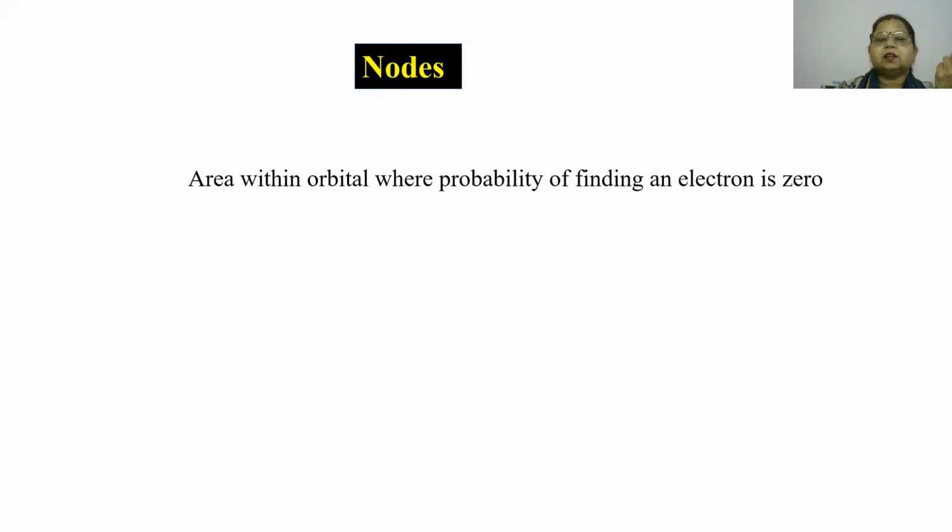Moving on, now we have to understand what is a node. Note that if I say the s orbital is spherical in shape, then within the boundary, within this circular area, there must be a place where the probability of finding an electron is 0. That is called a node, right? Please remember, it's not outside the orbital. It is within the orbital, a place or area where the probability is zero.